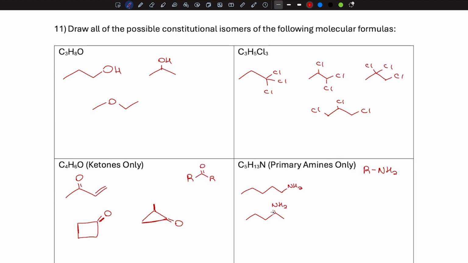And let's just keep that going. Let's move it another carbon over and have it right in the middle. It would look like this. And these are all primary amines. We're still in good shape. Now there's still some more structures possible.